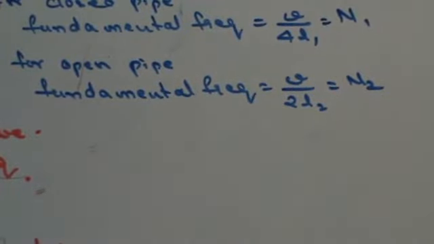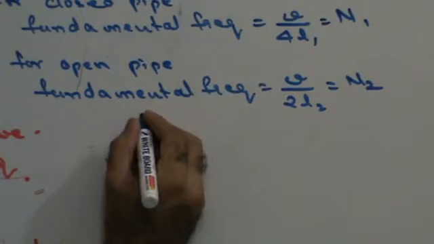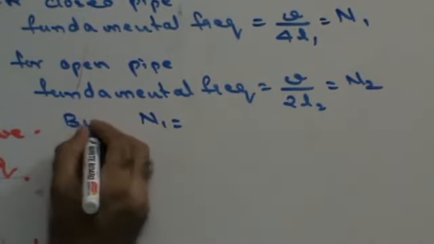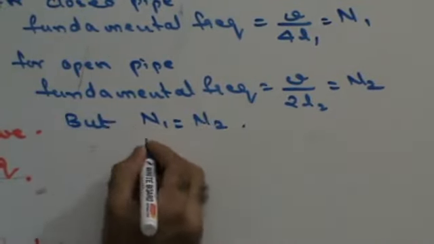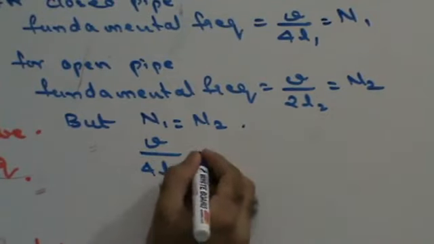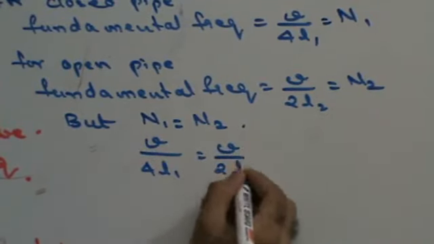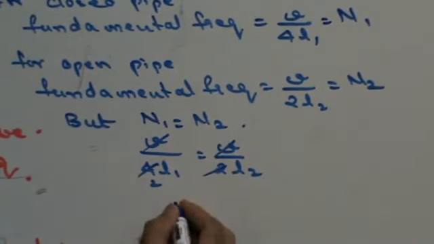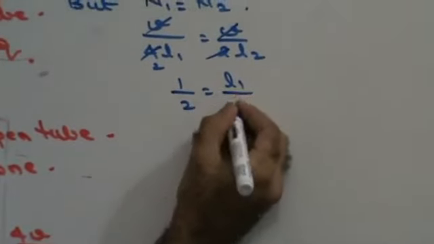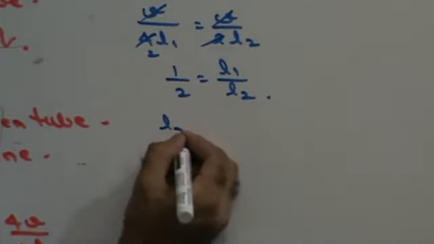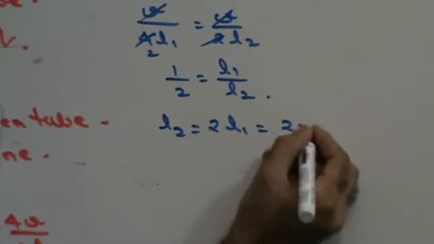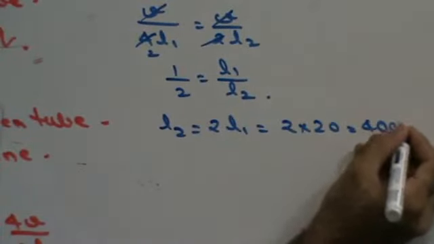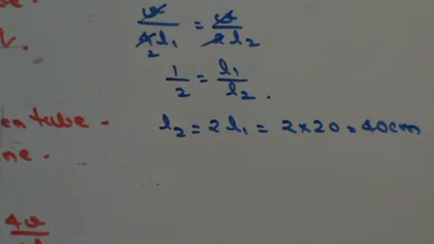Now they have given you that they are in unison. That means N1 is equal to N2. That means V upon 4L1 is equal to V upon 2L2. V and V cancel, so I'll get 1 upon 2 is L1 upon L2. They've given you the length of the closed pipe, that means they've given you L1. So L2 is twice L1, 2 into 20, 40 centimeters. Next, take down next one please.